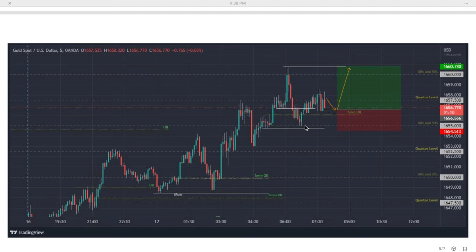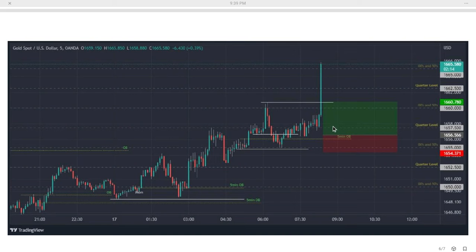Our fifth confirmation is that price bounced off of this double zero level, which is 1655. I say double zero level or 50s level because 50s would be every 50 pips, and double zeros is a whole number in itself, like 1650. So that's five confirmations, and I would enter my trade here.